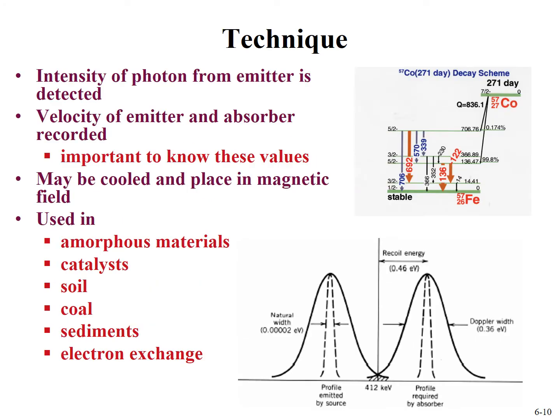So fundamentally, the technique is performed with a source. For instance, if one wanted to look at iron 57, one can use a cobalt 57 source. Cobalt 57 decays to this state. Photons are emitted, and these photons are perfect for the excited state of iron 57. So the emitter would be a cobalt source, and the sample would be iron 57.